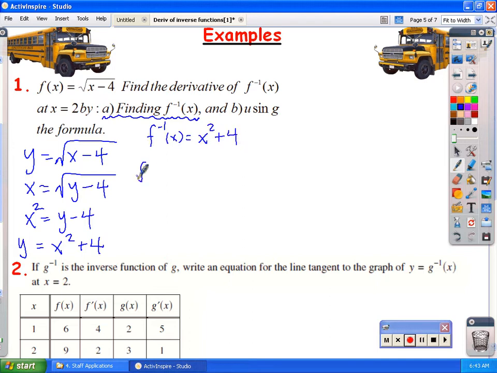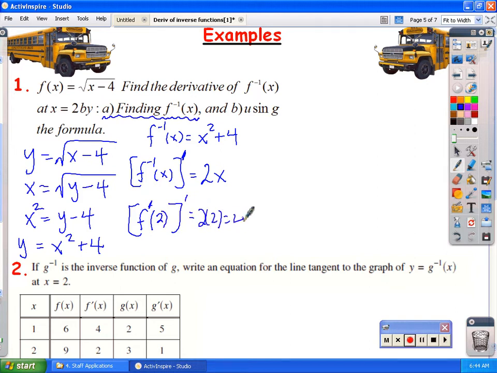All right, now I'm going to find the derivative of that. Some funky notation here. So the derivative of the inverse is equal to simply 2x. So if I want the derivative of the inverse at 2, 2 times 2 is 4. So that's one way to actually find the derivative at a particular value. Actually create the inverse, find the derivative normally, and substitute in the value that you're looking for.